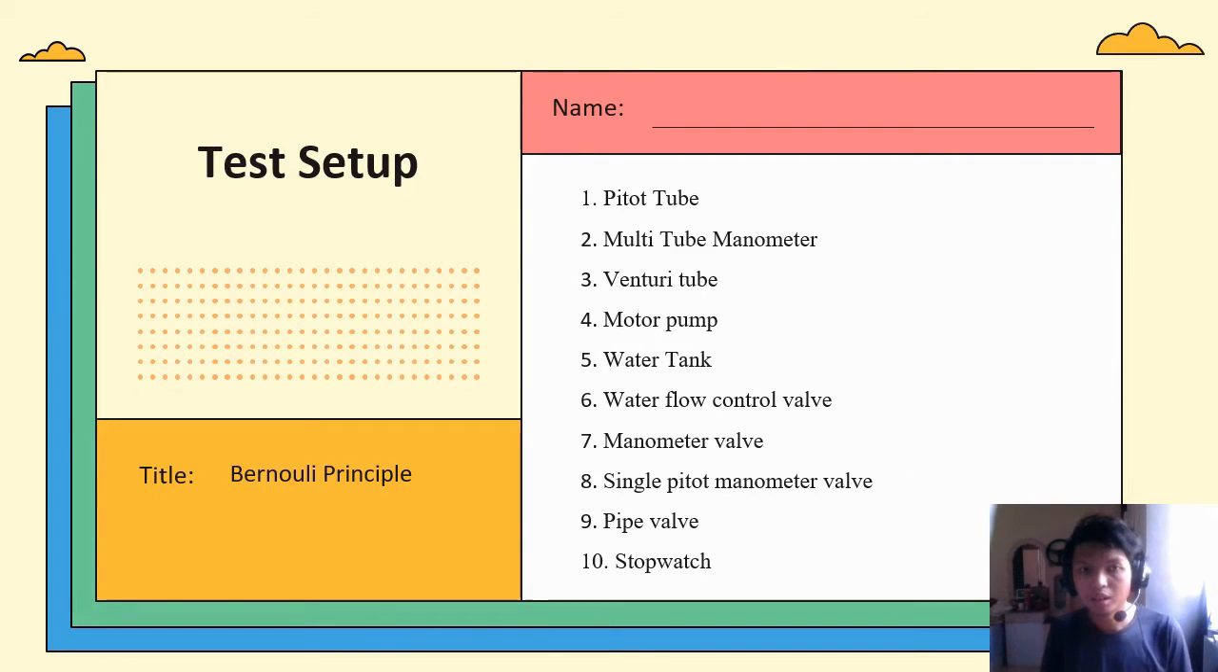Next, we go to the test setup for the Bernoulli experiment. The setup needed includes a pitot tube, multi-tube manometer, venturi tube, motor pump, water tank, water flow control valve, manometer valve, single pitot manometer valve, pipe valve, and lastly a stopwatch.